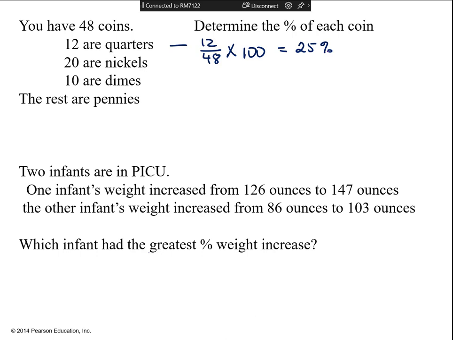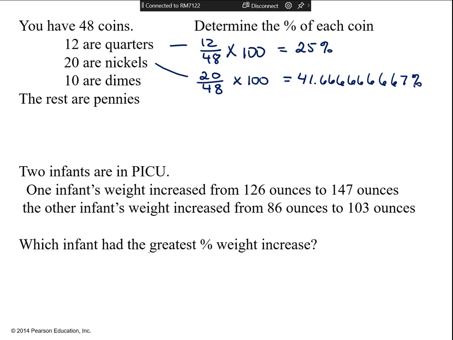What about the nickels? What would you do to figure out the percent of nickels? Just take 20. That's the number of nickels, so that's the part, divided by the total, which is 48. Whatever you get as an answer, you multiply it times 100, because 20 divided by 48 would be a decimal place. So 20 divided by 48 times 100. And you notice that I got 41.66666667. So if you do this on your calculator, what do you have to do with this?